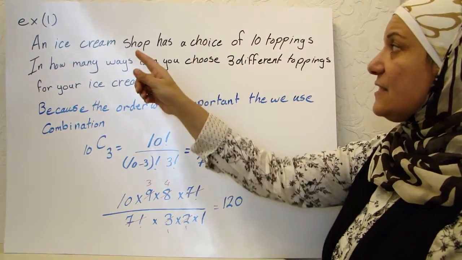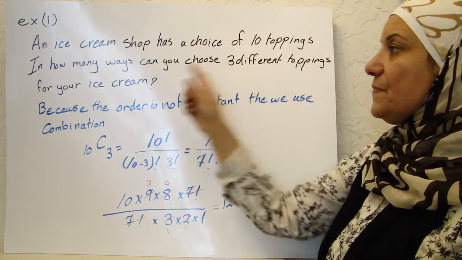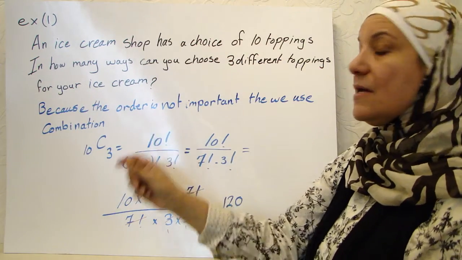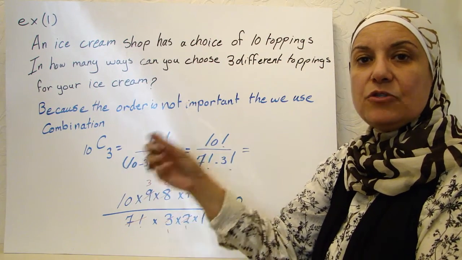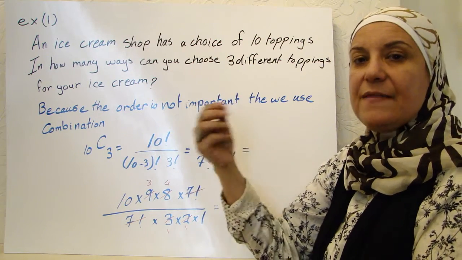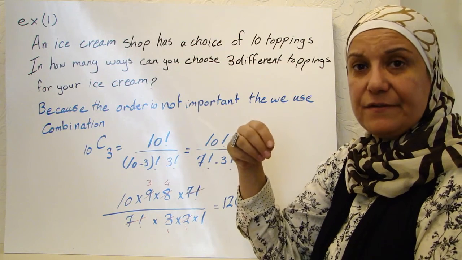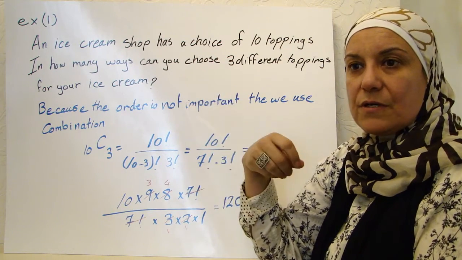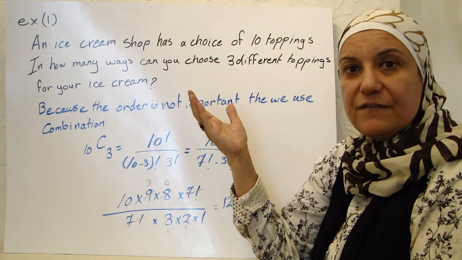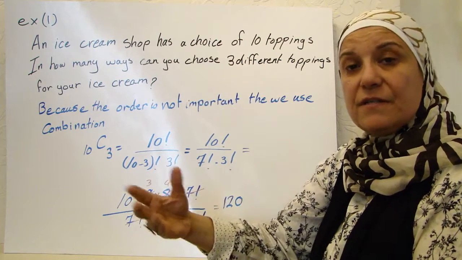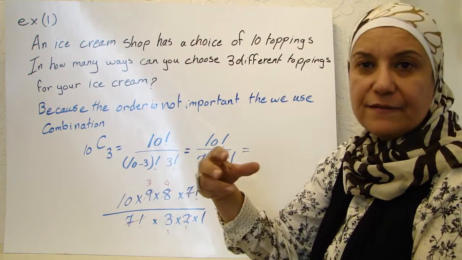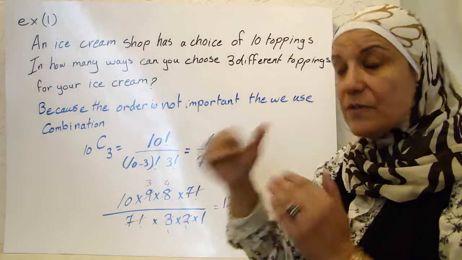Example 1. An ice cream shop has a choice of 10 toppings. In how many ways can you choose 3 different toppings for your ice cream? Does it make any difference if you put your topping of maybe chocolate chip and then you put the topping of whatever, juices or fruits or whatever first? No, it doesn't make any difference. So which one of them comes first doesn't make any difference. At the end, you're going to have your chocolate chip and your fruit together. So combination means the order is not important.